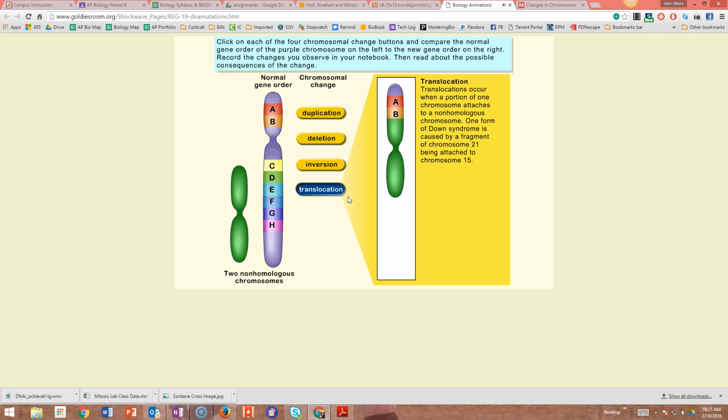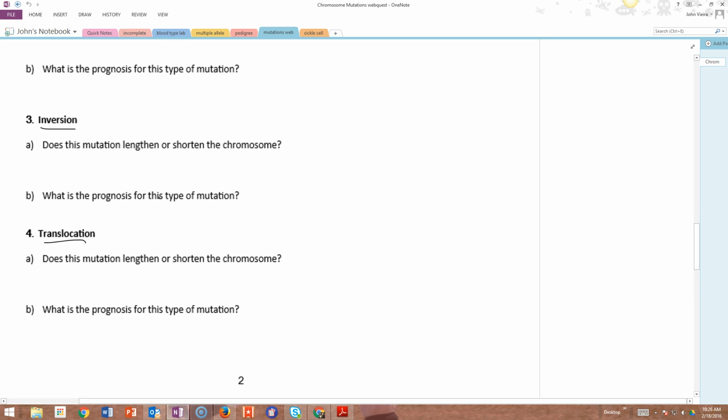And then translocation. There's two types of translocation. A simple translocation is where a piece of one chromosome, let's say chromosome number 1, detaches and attaches to another non-homologous chromosome. So it attaches to chromosome number 14 or chromosome number 17. That's not supposed to have those genes. What does this do in terms of shortening or lengthening? It shortens this one, but what does it do to this one? It lengthens the other. One form of Down syndrome is caused by a fragment of chromosome number 21 being attached to chromosome number 15. So it can cause some abnormalities. And so that's the answers to all of part 2.